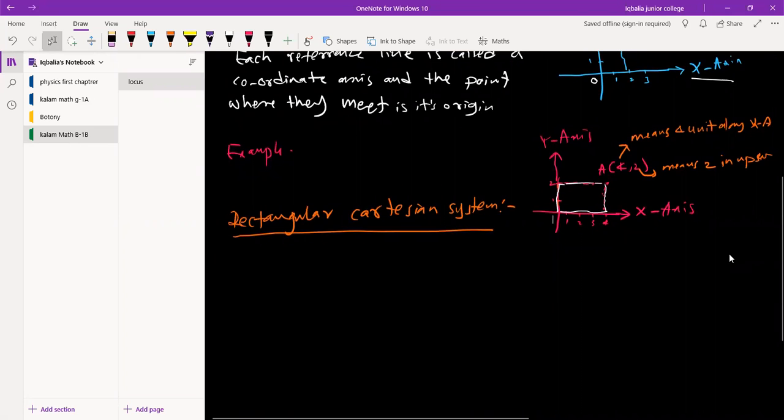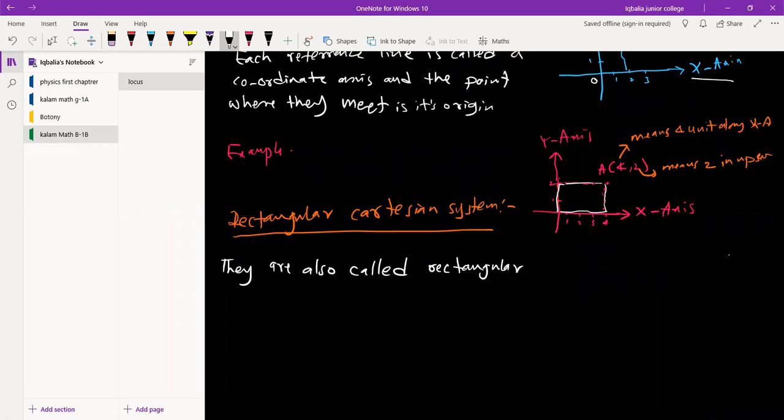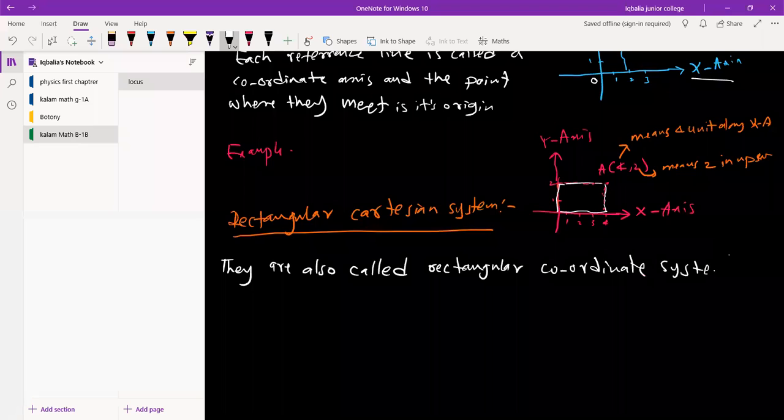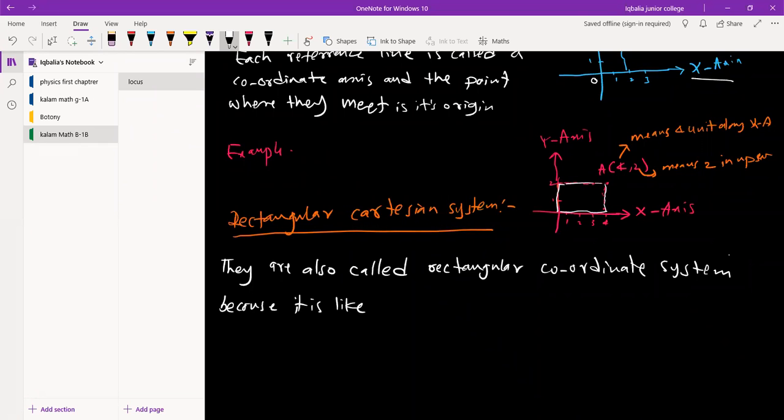Okay, so I can write here, they are also called rectangular coordinate system, because we are forming a rectangle.